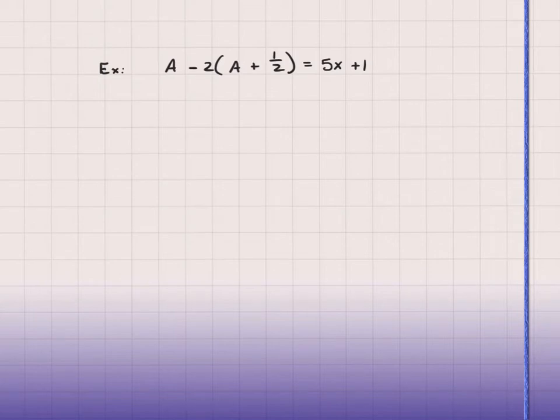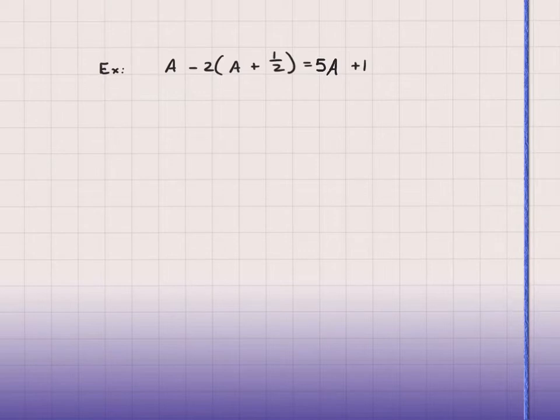Okay, here we've changed our variable up. We're using a's instead of x's, and I should have used a's all the way through, so I'm going to get rid of that 5x and rewrite that with a 5a. Just so you can see it doesn't matter what your variable is.